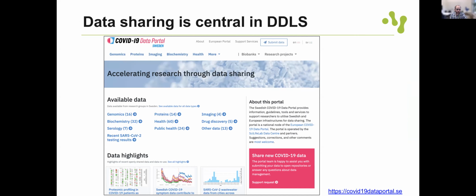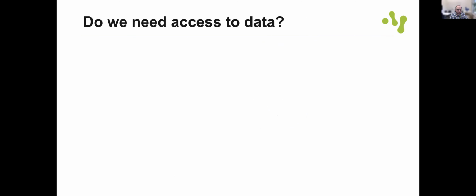DDLS research program. This is just one example from SciLifeLab Data Center, the COVID-19 data portal that was specifically set up towards this aim, to really try to accelerate research through data sharing. And this has been very successful, both on a national and an international level. But I'd like to raise this point: do we always need access to data?